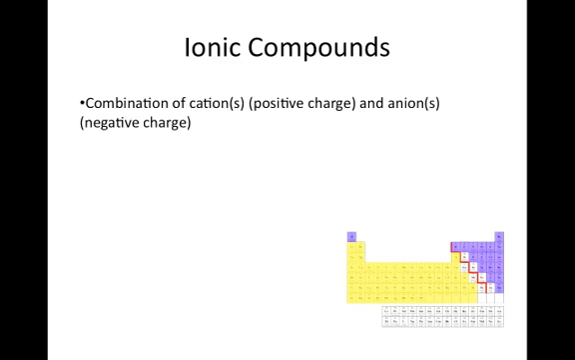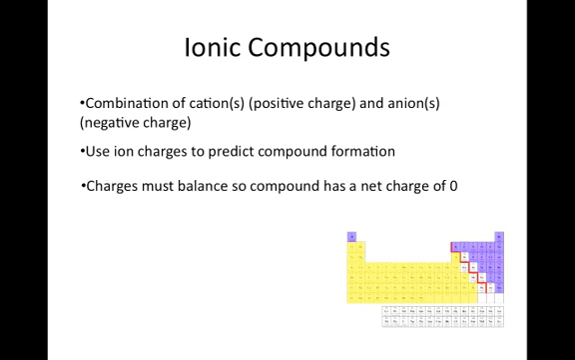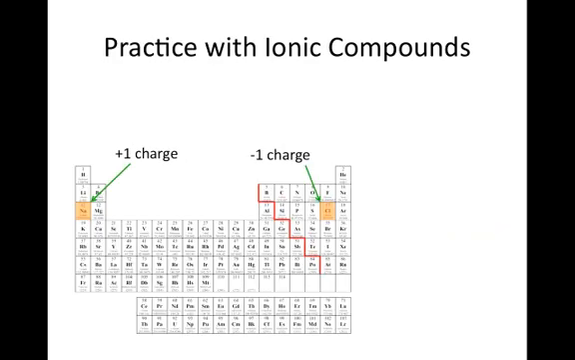In ionic compounds, we have a combination of cations, or ions with a positive charge, and anions, or ions with a negative charge. We can use the ion charges to predict the formation of the compound. The charges have to balance so that the compound has a net charge of 0. Let's practice with some ionic compounds.